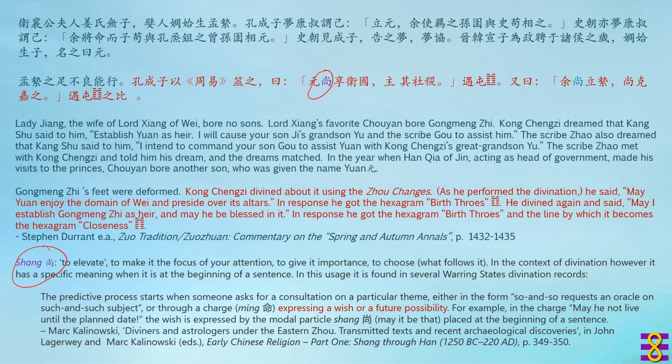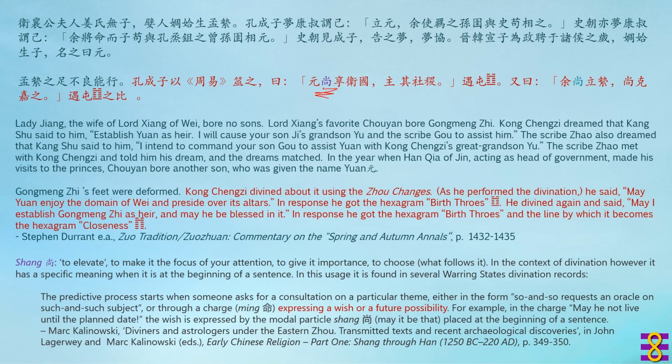However, in the context of divination, it has a specific meaning when it is at the beginning of a sentence. And the placement of the character here is more or less the beginning of the sentence. In this usage, it is found in several Warring States divination records. Mark Kalinowski explains it as such. The predictive process starts when someone asks for a consultation on a particular theme, either in the form so and so requests an oracle on such and such subject, or through a charge, a Ming, expressing a wish or a future possibility.